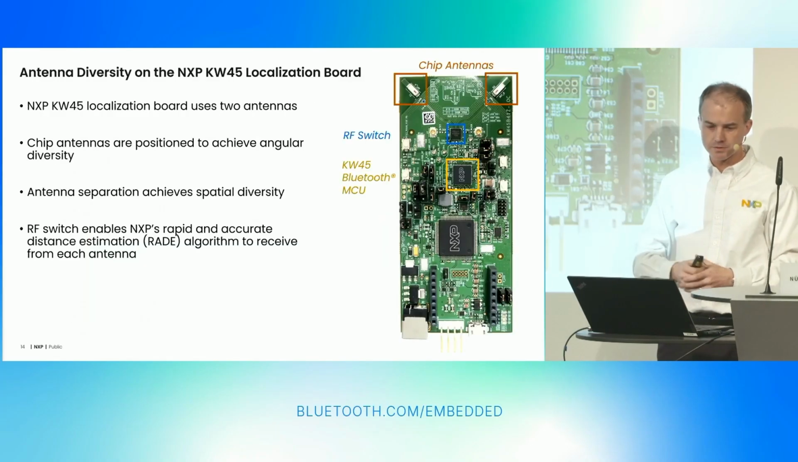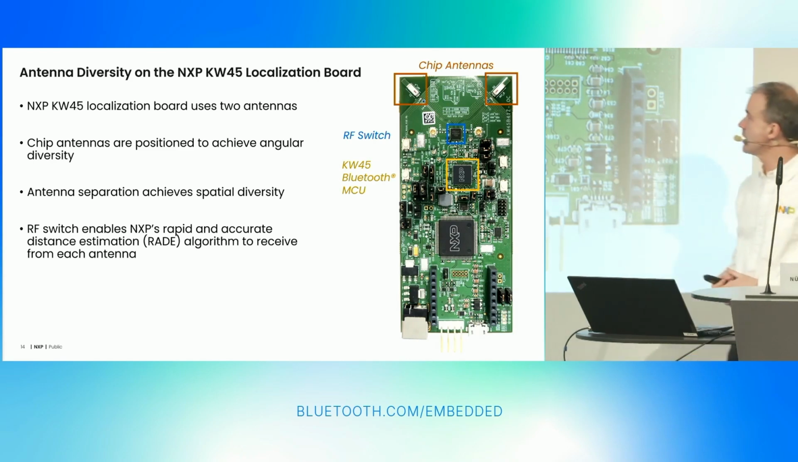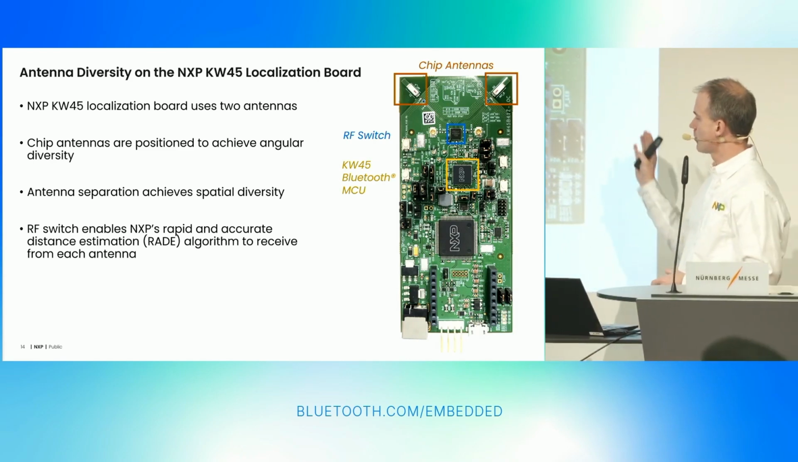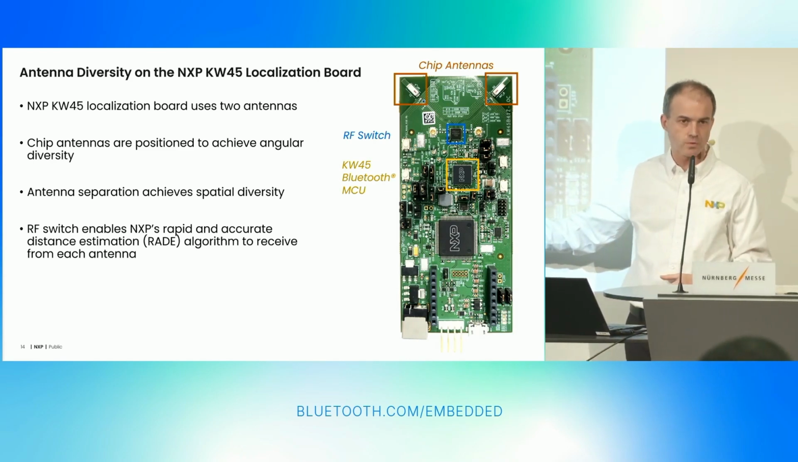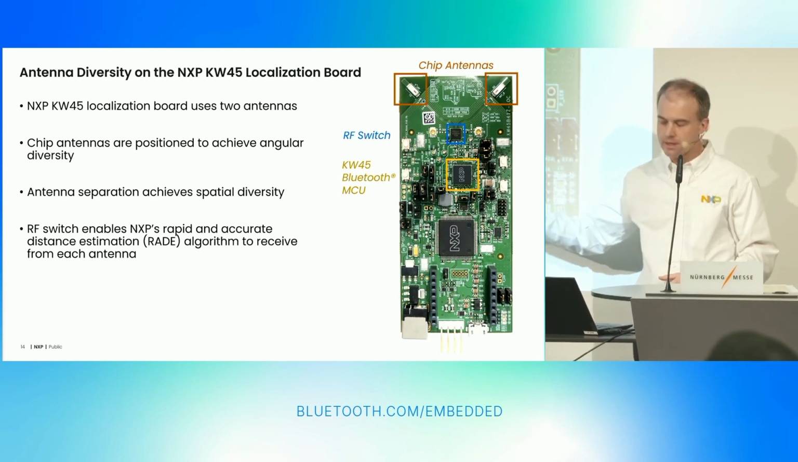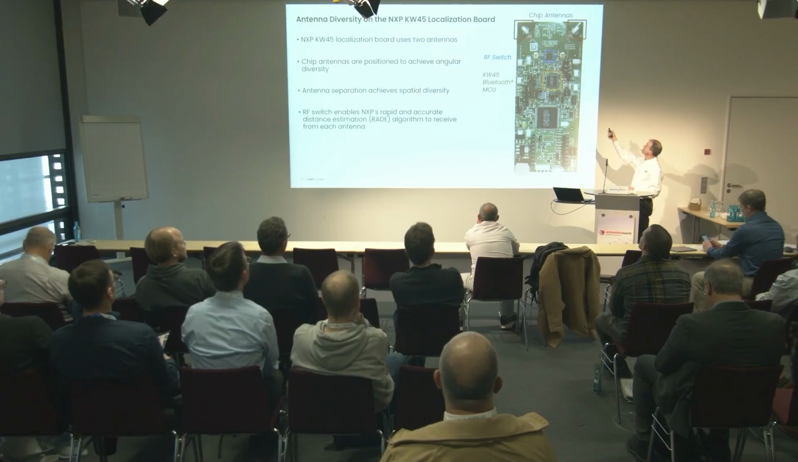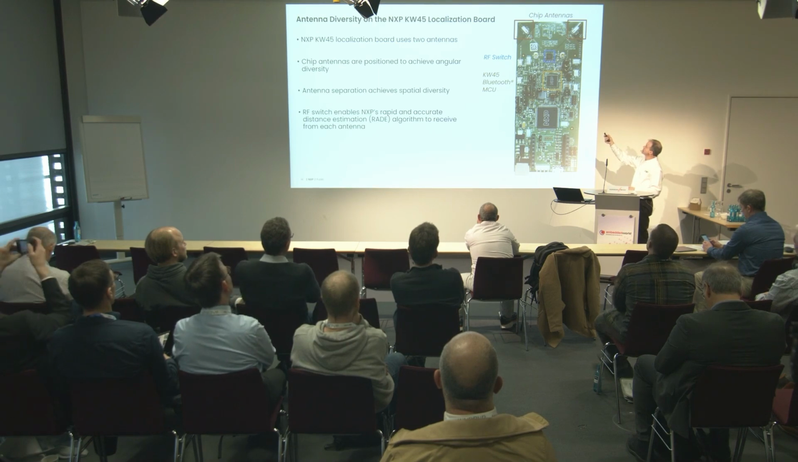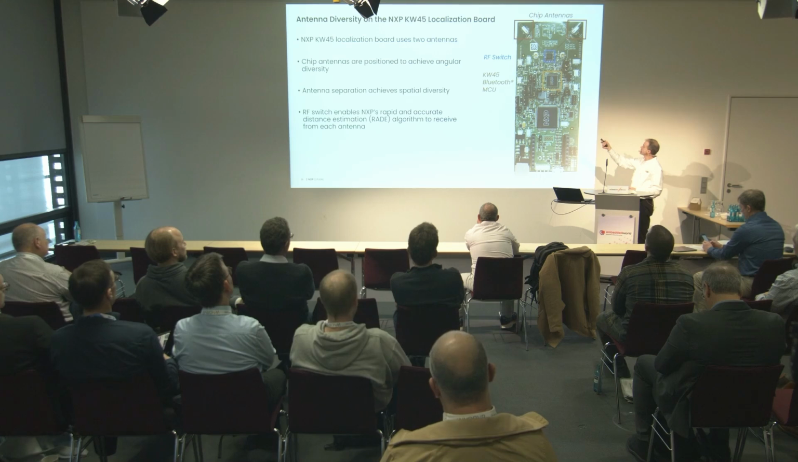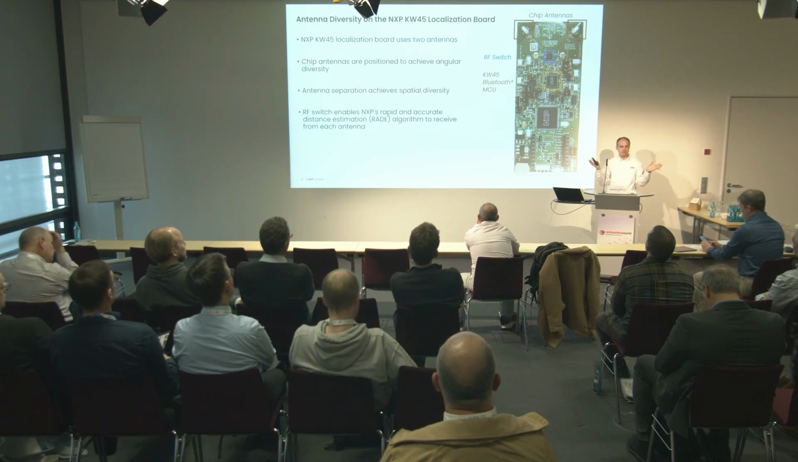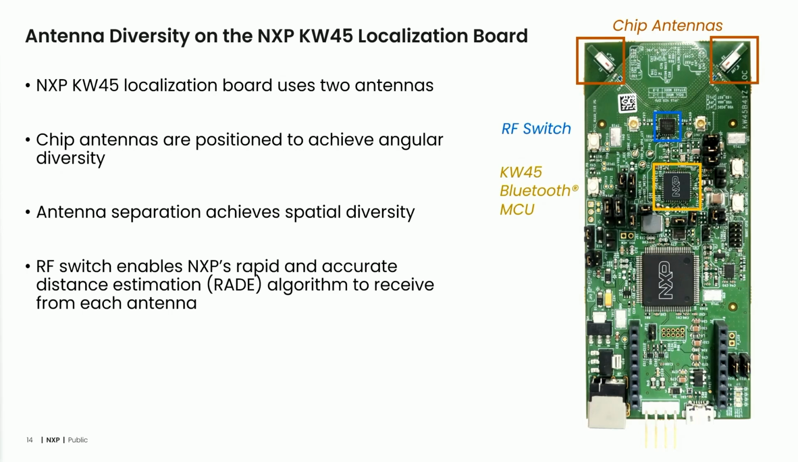And if we combine those together, here is one of NXP's channel sounding boards for our KW45 MCU. On this board, you can see the antennas are up on the top. There are 2 chip antennas. They're spaced more than half a wavelength, but multiples of half a wavelength, and then they're also angled. And so we achieve both the angular diversity and the spatial diversity on the PCB with these 2 antennas.